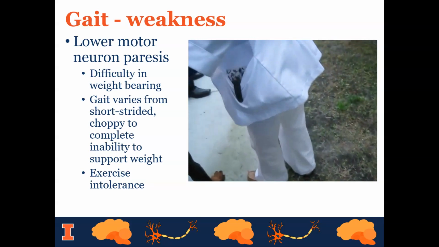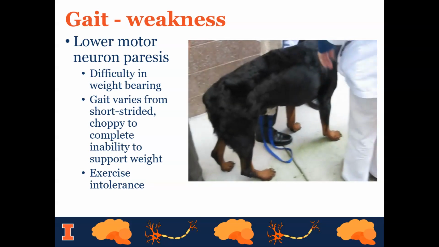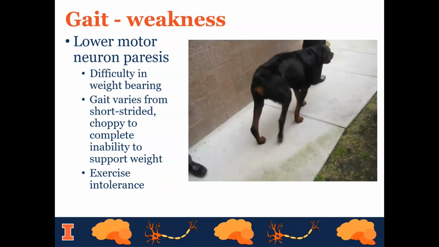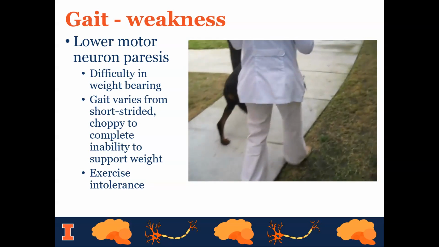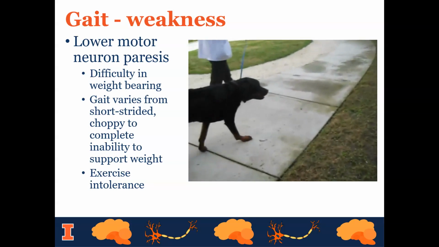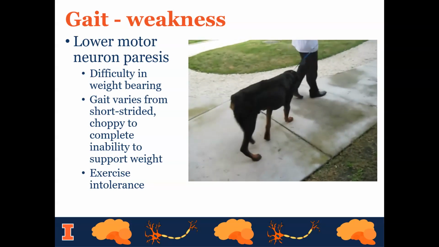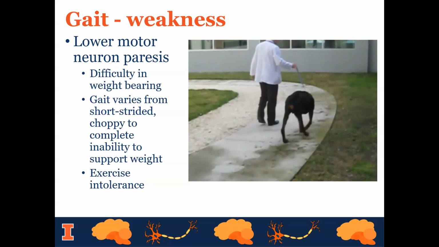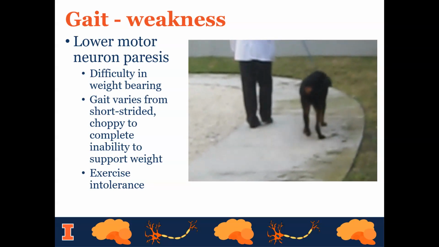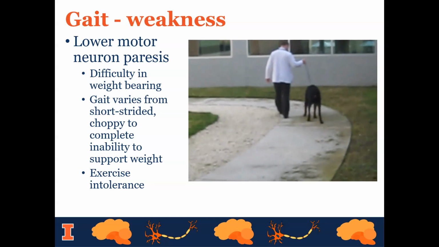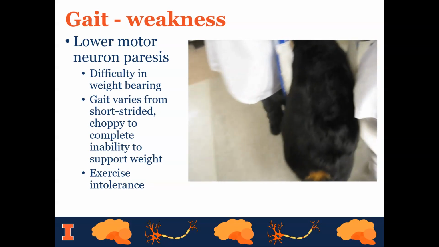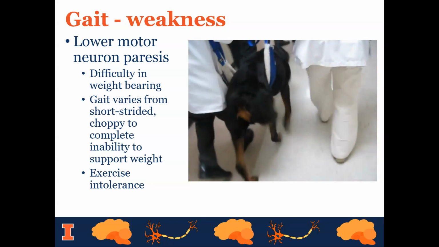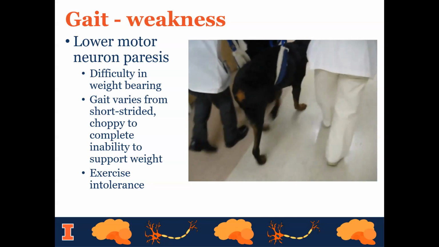So when we see this, we should think about a lower motor neuron weakness, and especially with this floppy way of moving his legs, we think about a generalized nerve disease or polyneuropathy. And this Rottweiler had a heritable degenerative neuropathy causing his gait and stride. These animals are also usually exercise intolerant, meaning they get tired and winded pretty easily.